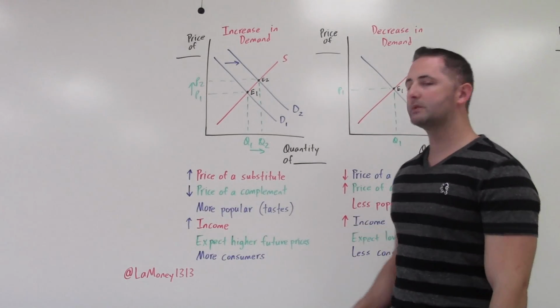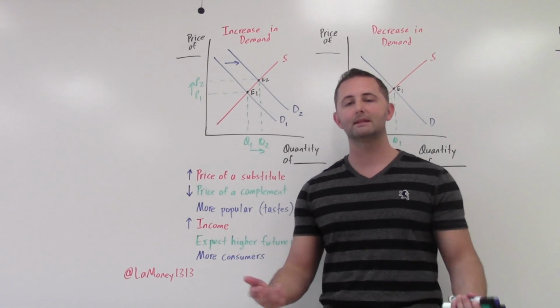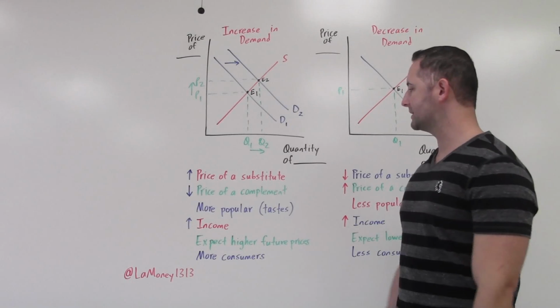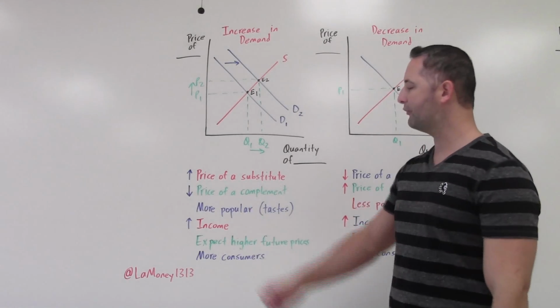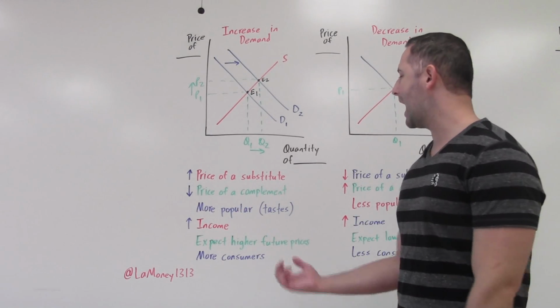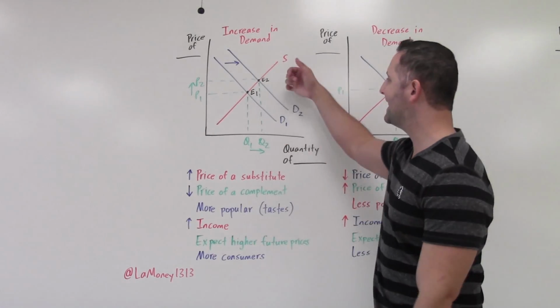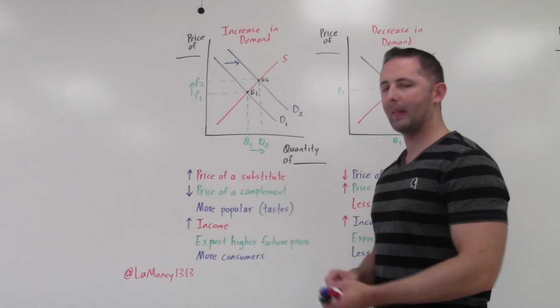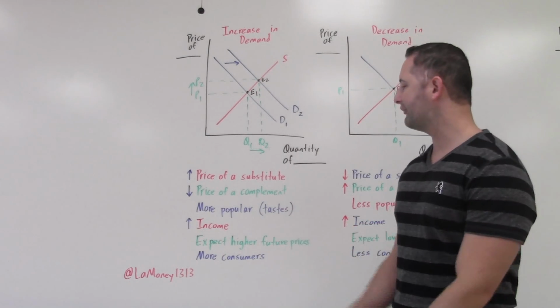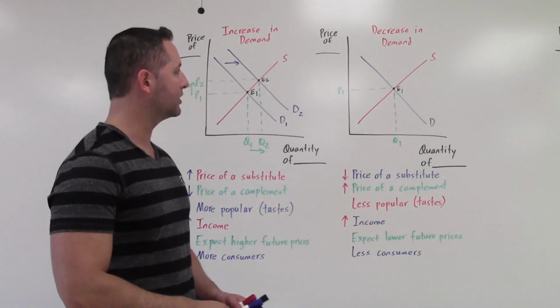If that item becomes more popular, that would be the change in taste. If it becomes more popular, in style, in fashion, then that's going to cause demand to increase. If we have more income, so simply having more money. If we expect a higher future price, so if we expect the price of hot dogs to go up in the future, today's demand will increase. And the last one is pretty simple. If there are more consumers, then that also will cause our demand to increase.